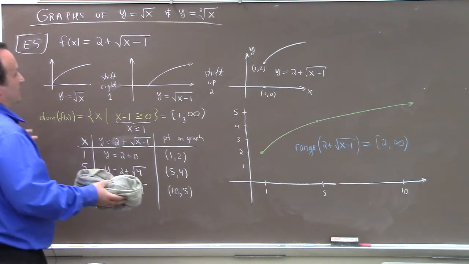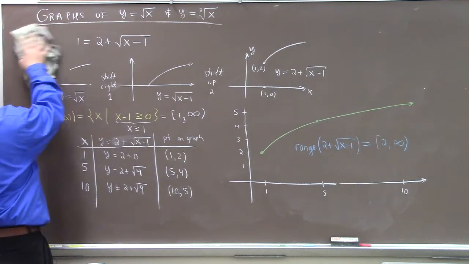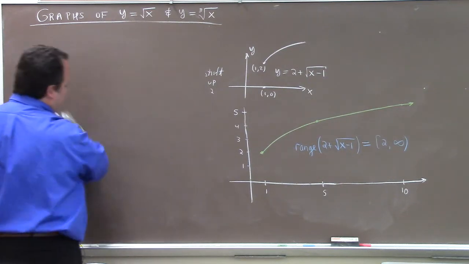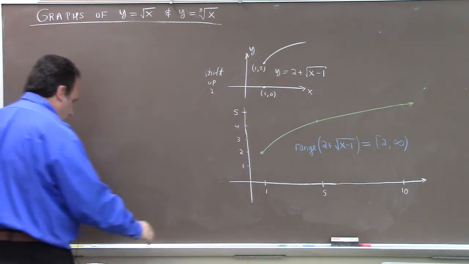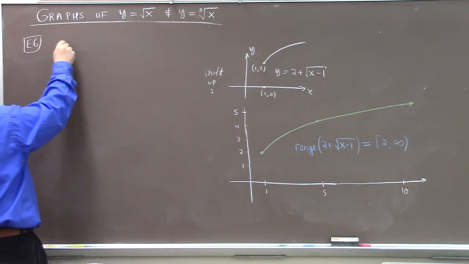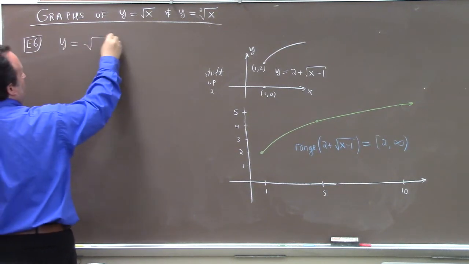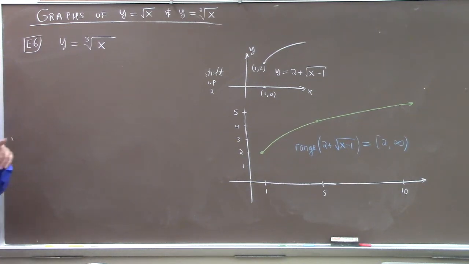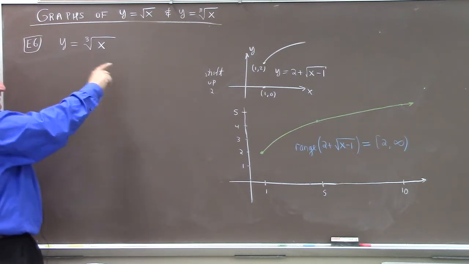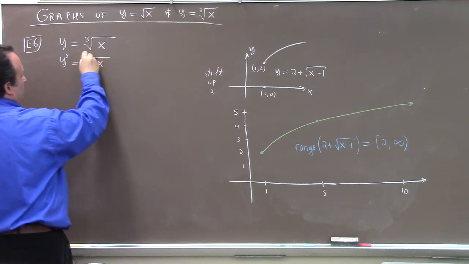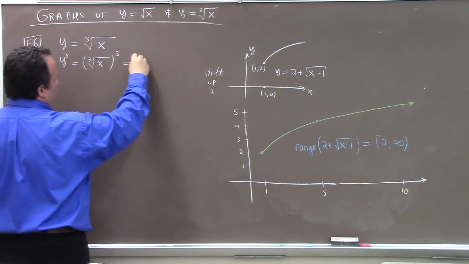Let me shift over to cube root. Okay, what's the graph of the cube root look like? So I think this is example 6, isn't it? So y equals the cube root of x, right? I'm going to go a really different way of thinking on this one, okay? So if I cube both sides, I get y cubed equals the cube root of x cubed, yeah? Which is x.